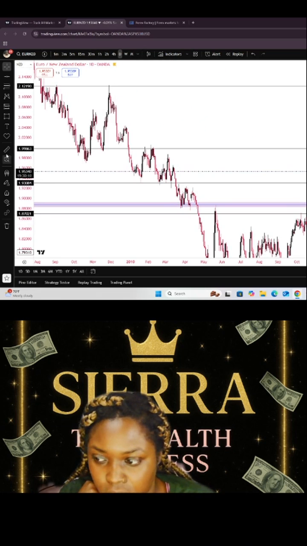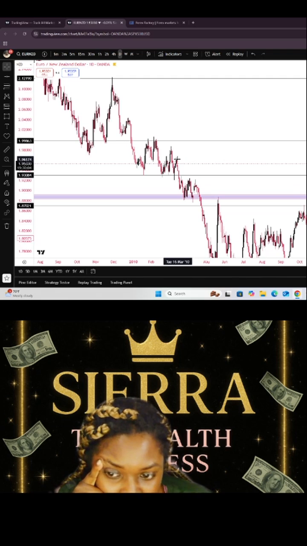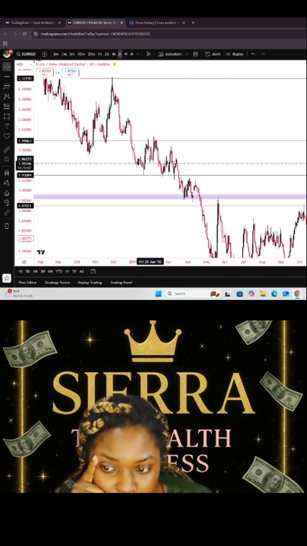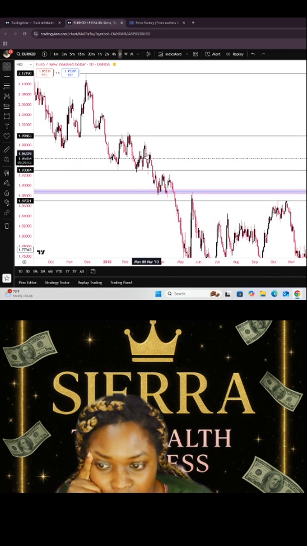So within this zone here, is it this one? Let me double check. Yeah. Within this zone here, I see some hesitation here, here, and here, and here. So that's telling me that there's a zone here, okay? And right here, off the bat, I see a fair value gap here, and I see a fair value gap here.